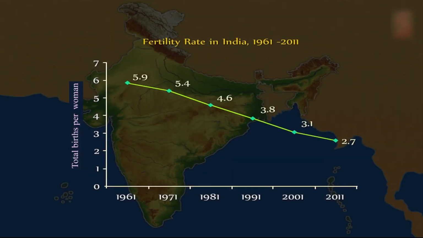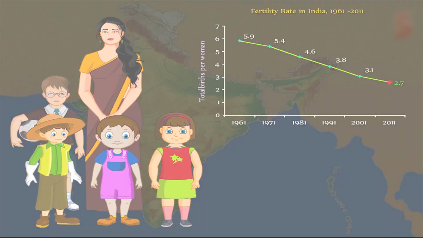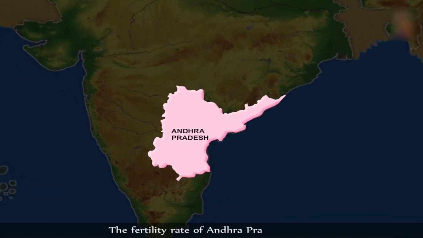It is the family that decides the number of children they want to have based on their economic conditions, security, opportunities for the children and other social norms. But students, the conditions gradually began to change. Let's see how. The fertility rate in India currently stands at 2.7, which means on an average each woman is likely to have 3 or 4 children. The fertility rate of Andhra Pradesh is 1.9.